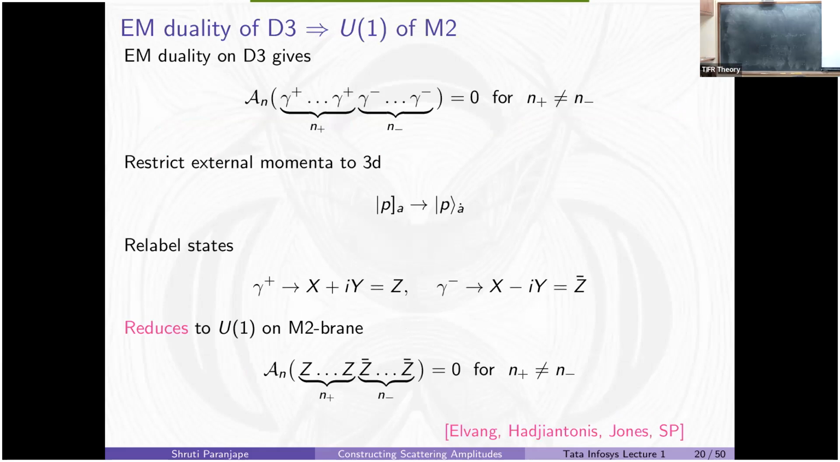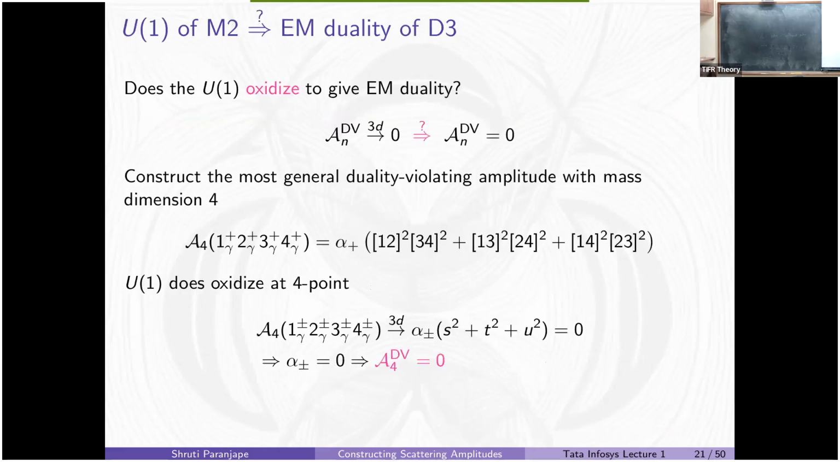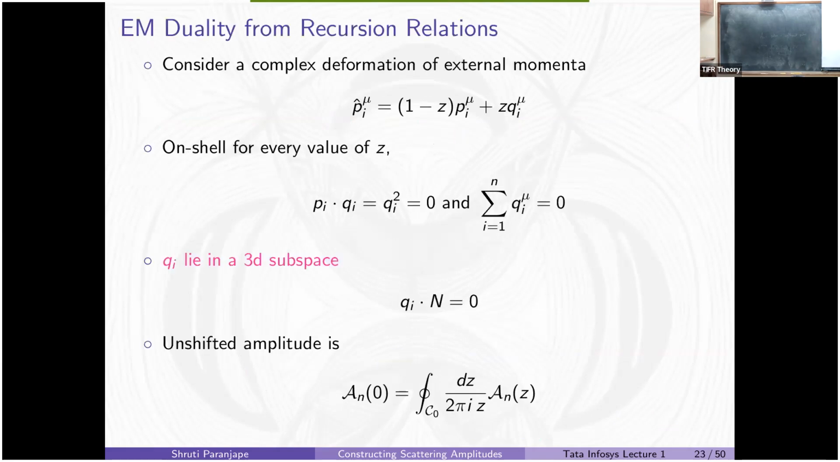Okay. So what we are going to do again is that you start with the duality-violating amplitude in 4 dimensions. You impose that it vanishes when you reduce it in dimensions, and then you want to say it also vanishes in 4 dimensions. There is no other option. Okay, so to do this, we'll set up a sort of recursive argument.